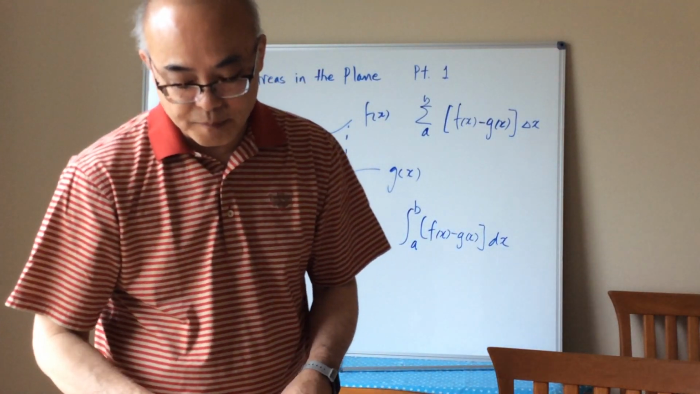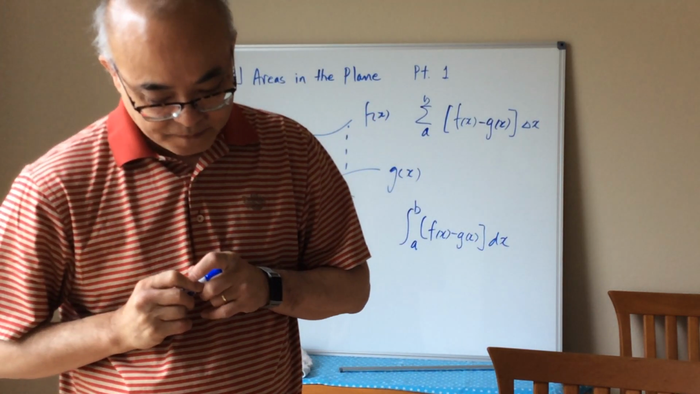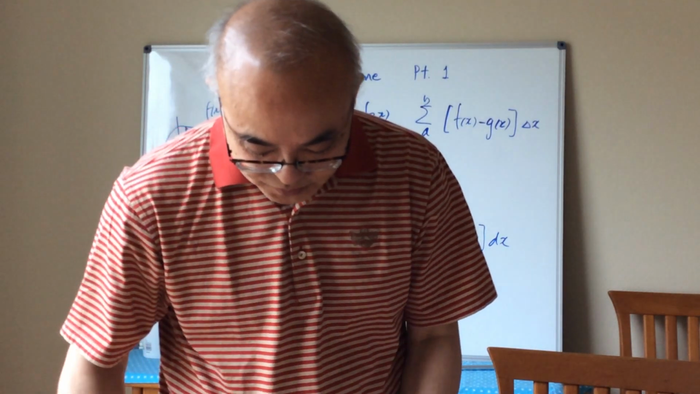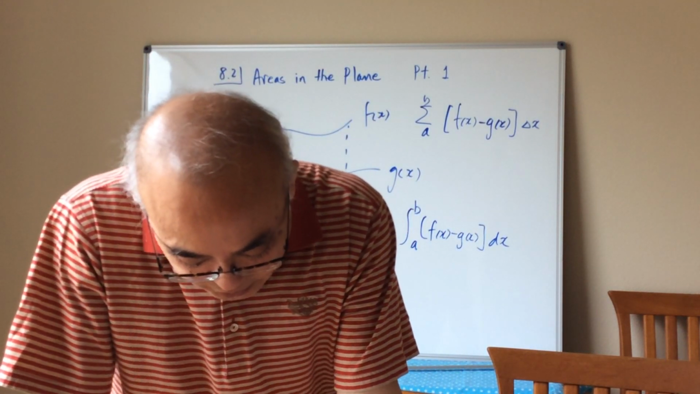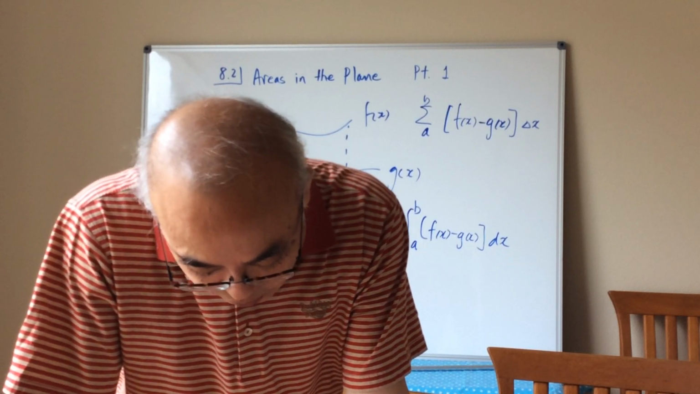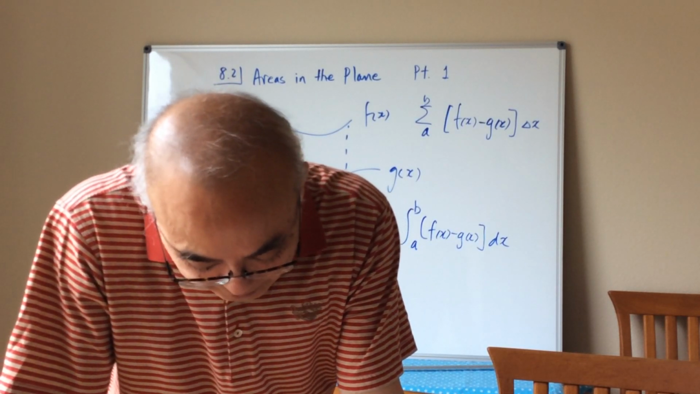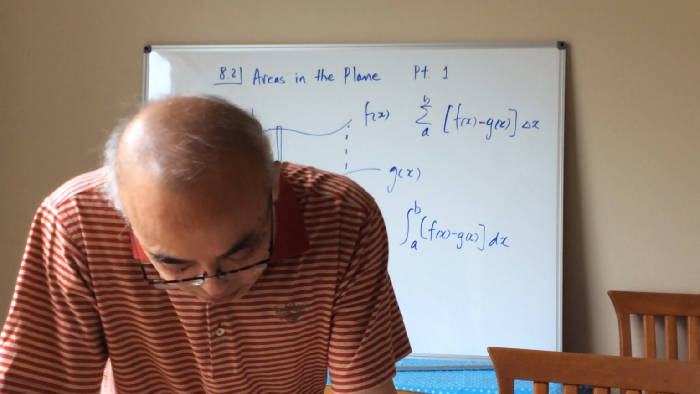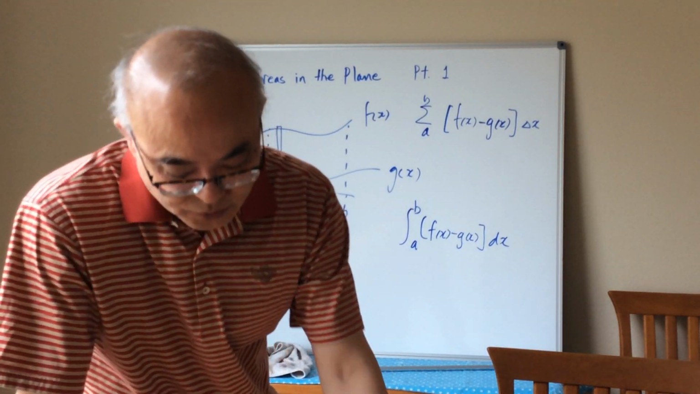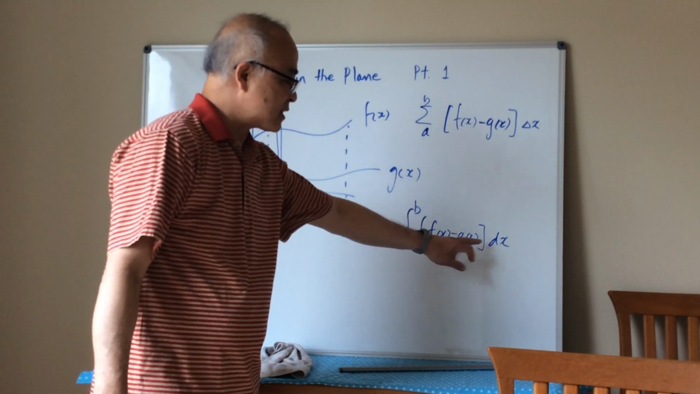So if you look at page 397, on the bottom there's a green box. Area between the curves: if f and g are continuous with f of x greater than or equal to g of x throughout, in other words dominant, between a and b, then the area between the curves is, just as I always said, the integral from a to b of f of x minus g of x dx.